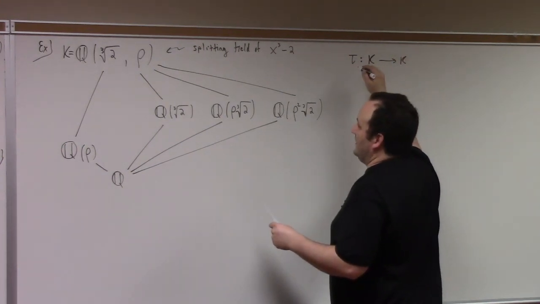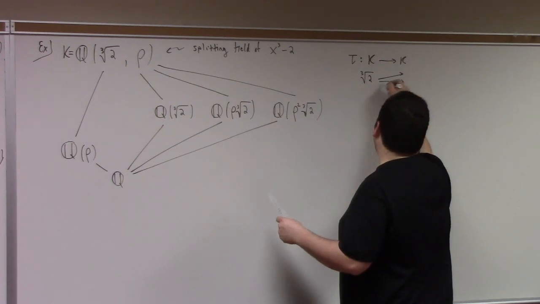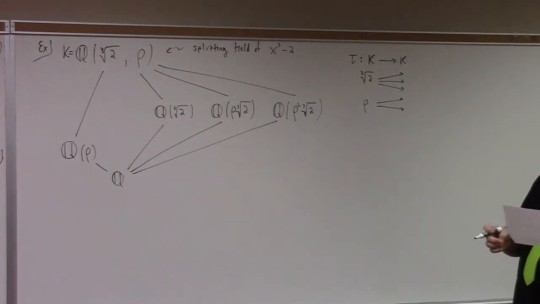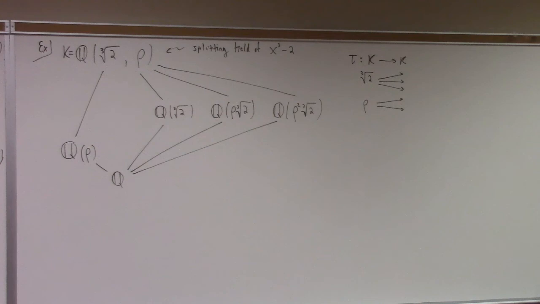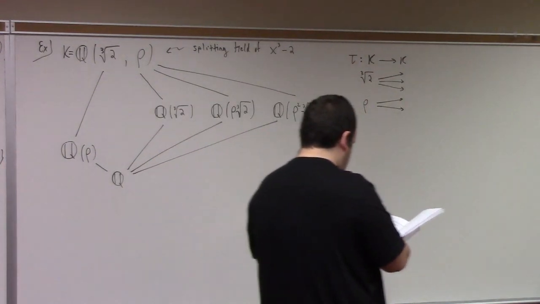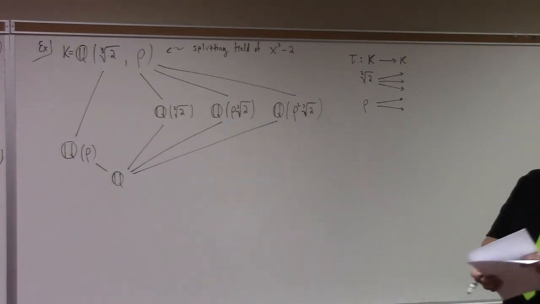We have to say where tau sends the cube root of 2, and we also have to say where it sends rho. And those things, as Emily has pointed out, are worked out in detail earlier. It'd be good for me to remind you. This is example 5 on page 564, where all the gory details are for this one.